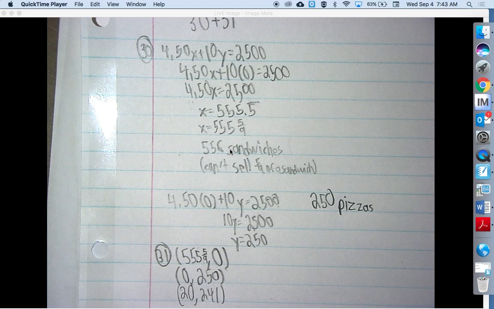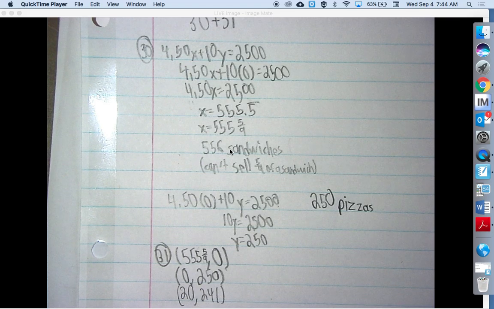And for the y-intercept, I substituted in 0 for x. Got 10y equals 2,500. And then y was 250, so 250 pizzas.